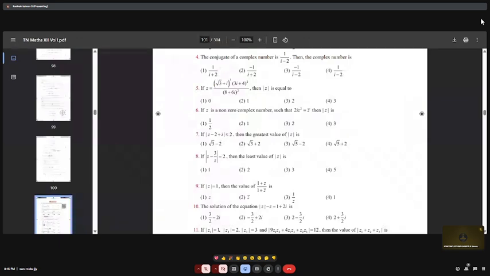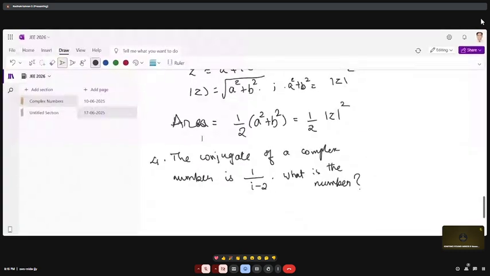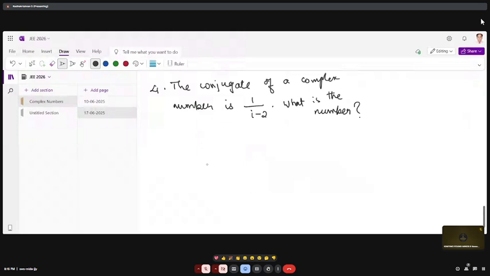So I have written the problem here. The conjugate of a complex number is 1 by I minus 2. Then what is the number? Basically it is given z conjugate equal to 1 by I minus 2. What is z?